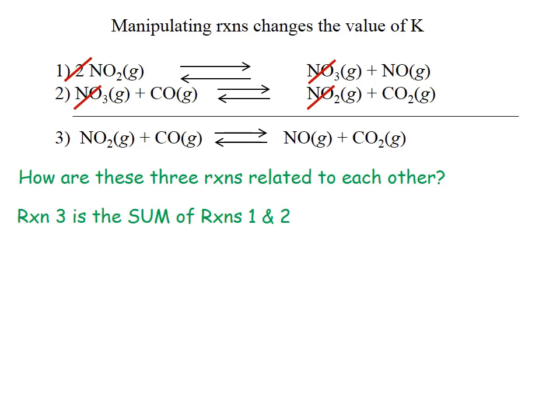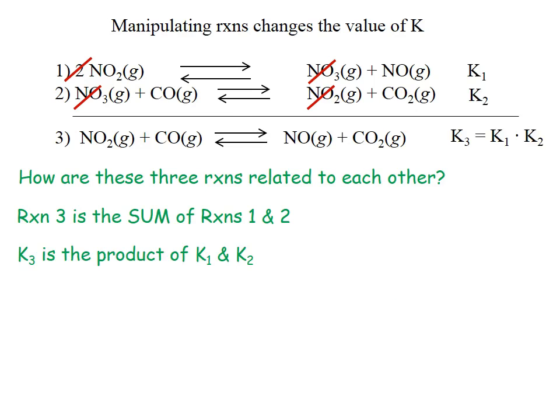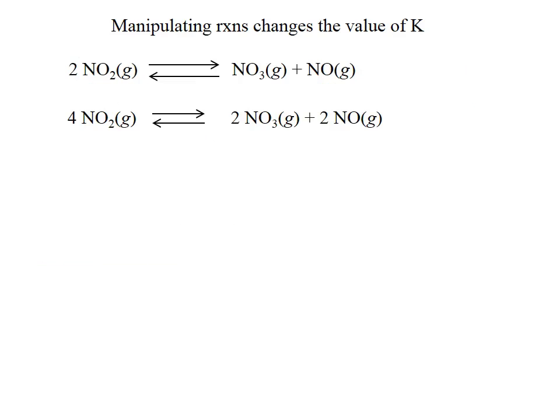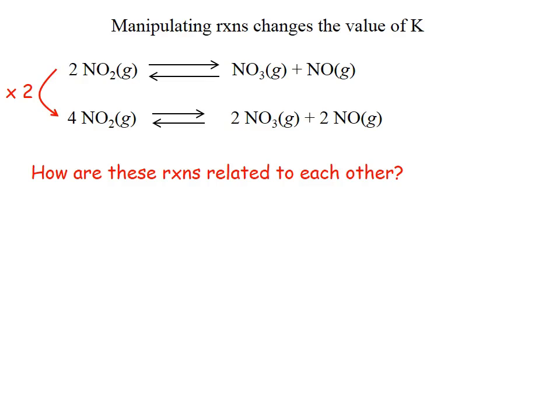Okay, so we've talked about this one. Let me scroll through it. K3 is the product of K1 and K2, so we know that that is true. Now, also, there's one other kind of manipulation you can do. How are these two reactions related to each other? So we have 2 moles of NO2 in the first reaction. We have 4 moles of NO2 in the second reaction. So what you'll notice is that the stoichiometric coefficients have been multiplied by 2 when we go from reaction 1 to reaction 2. So reaction 2 is just reaction 1 multiplied by 2. All of the coefficients are double.